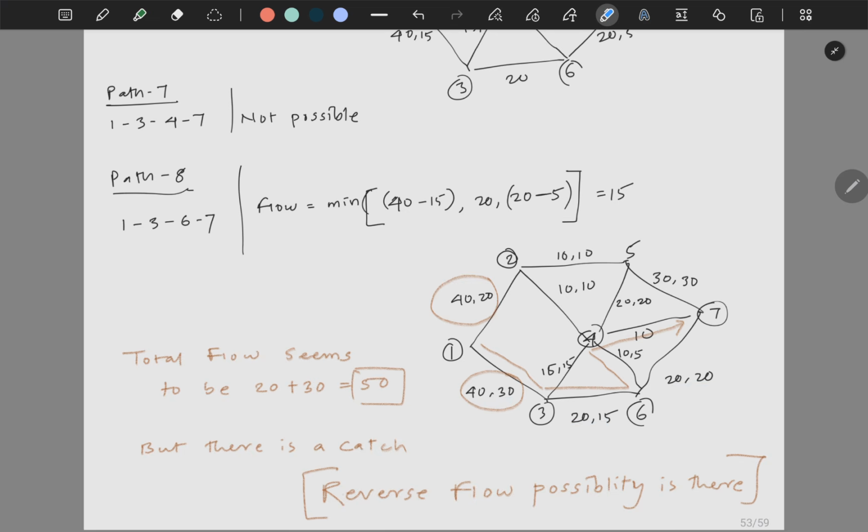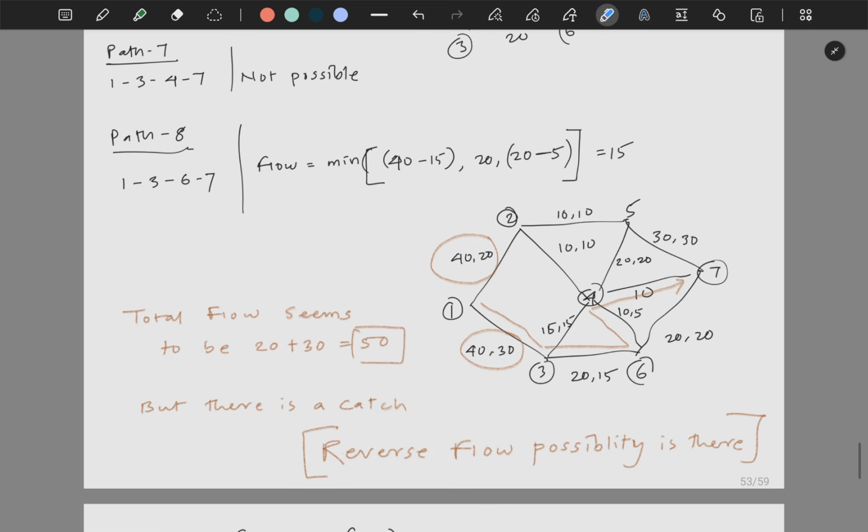So if you see now, you might see that all the paths are exhausted. You don't have any other paths, right? But a closer inspection tells you that there is another path possible.